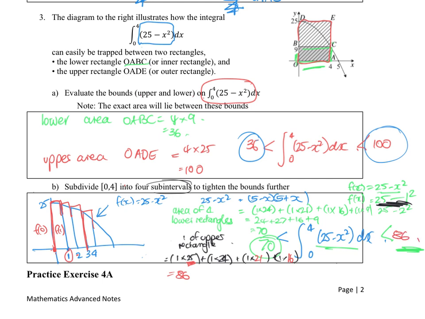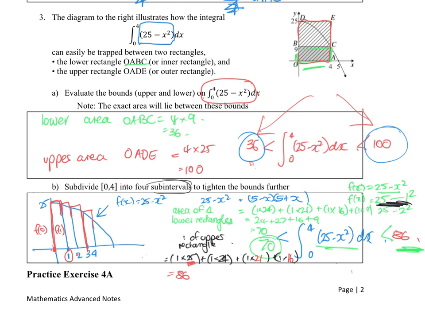All right, so what we've actually done is we've tightened up the boundaries. We've narrowed what the area is going to be. Up here, it was pretty loose. It was just saying the area is somewhere between 36 and 100. Whereas with this one, we're narrowing down the gap. It's now between 70 and 86. If I had 100 rectangles, it'd be that close. And that's what calculus, integration, is.